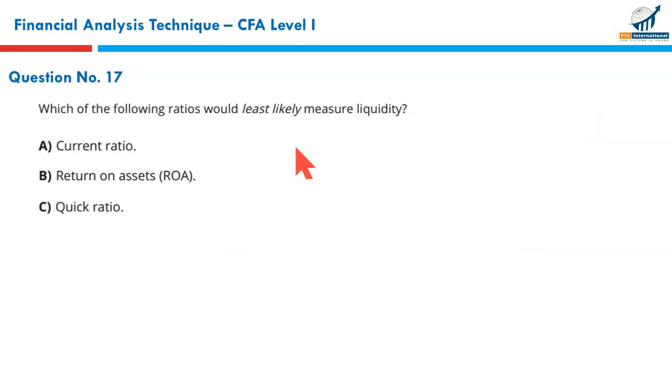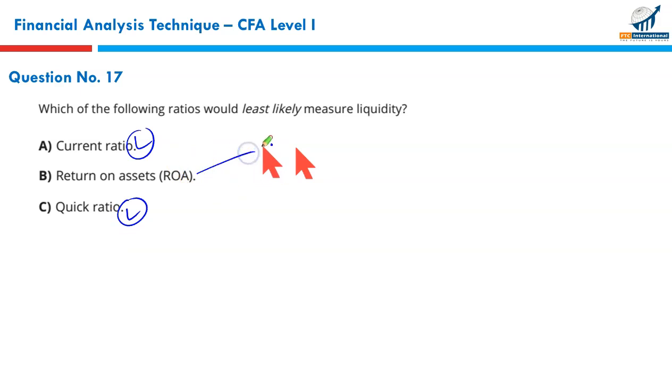Next, which of the following ratios would least likely measure liquidity? Okay. Current ratio is a measure of liquidity. We have read it many times. We've done many questions like these. It's a measure of liquidity. Quick ratio is a measure of liquidity. Cash ratio is a measure of liquidity.